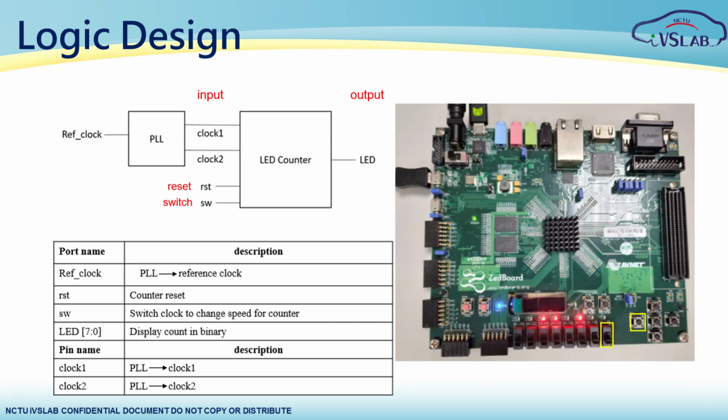This is our experimental circuit architecture. We start with a reference clock input, which goes into a PLL, or phase-locked loop, to generate two different output frequencies, clock 1 and clock 2. Then, depending on the status of the slide switch, a multiplexer decides which clock domain will drive the LED counter. Think of this setup like a gearbox, allowing us to shift gears freely between the fast and slow clock rates. Finally, the LED counter logic processes the active clock and outputs the binary result directly to the onboard LEDs.